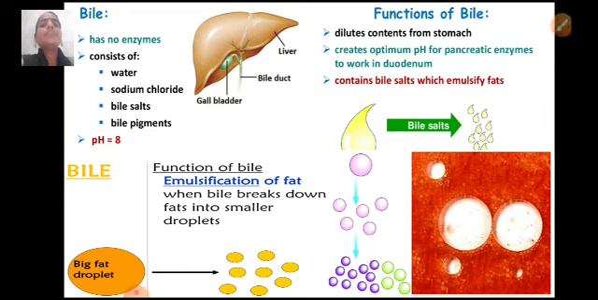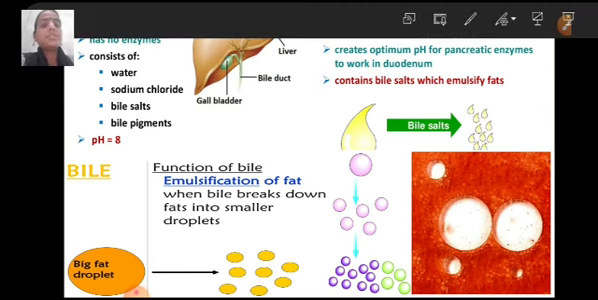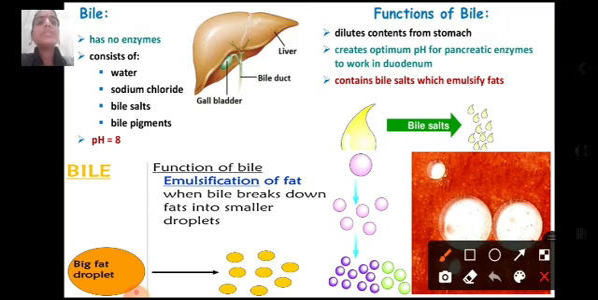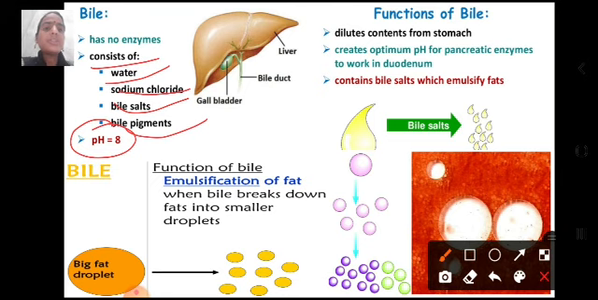Now let us study a little bit about the liver and the bile. Bile has no enzymes. The bile juice that we are talking of has no enzymes. It consists of water, sodium chloride, bile salts and bile pigments. The pH of this bile is 8. What are the functions of bile then? It dilutes contents from the stomach. It also creates the pH for pancreatic enzymes to work in the duodenum.